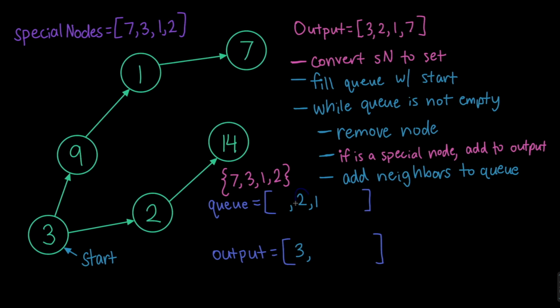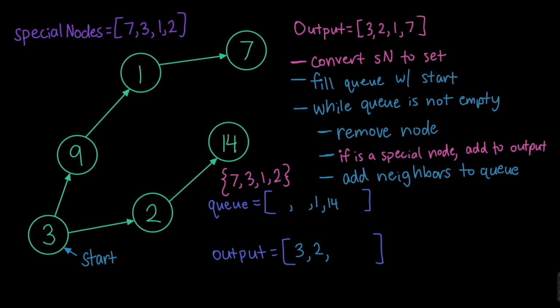We pull out another node, which gives us the 2 node. Now we ask, is 2 a special node? You can see that it is. So we add it over here to the output. Now, before we move on, we need to make sure to add any neighbors of the 2 node onto the queue. So we'll add the 14 node right here because it is a neighbor of the 2 node. You can go from 2 to 14 with this edge.